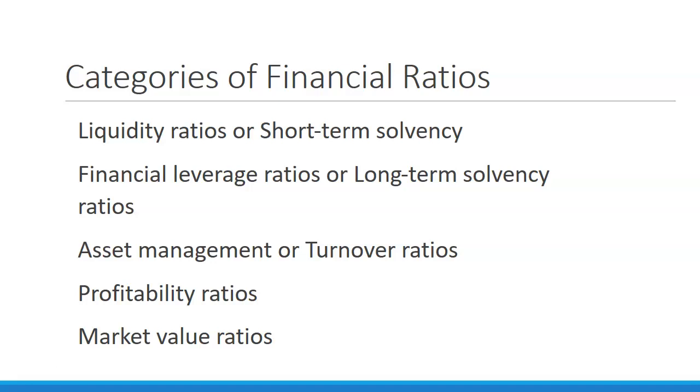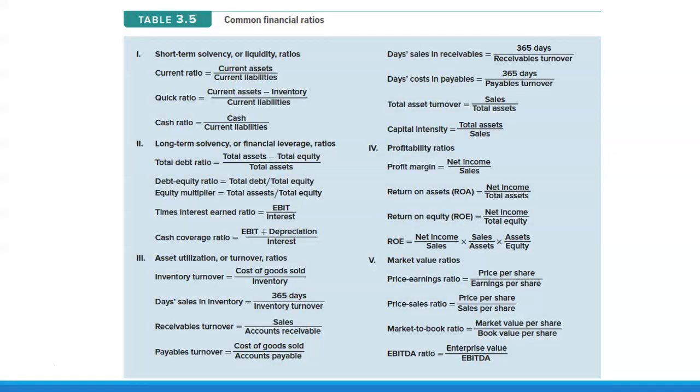Asset management and turnover ratios. How well do we use our assets to do our daily operations to generate sales? Our profitability ratios, which are looking at how profitable we are, and then our market value ratios, which look mostly at dividend and market value of stock and book value of stock, where we're looking at what is the market value of our stock compared to our current book information. This is a table of the common financial ratios. This is not exhaustive. This is just the ones that are covered in this book.